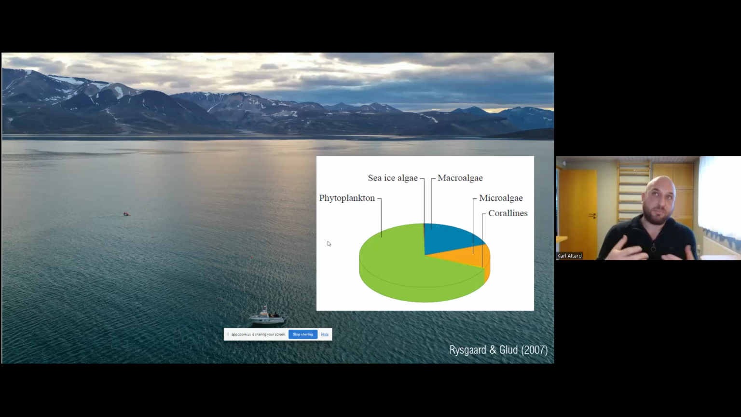So our idea about seafloor primary production in the Arctic is not new per se, but it was the first time that we tried to bring together the main taxa, the main primary producers, to try to come up with a more complete estimate of Arctic benthic primary production.